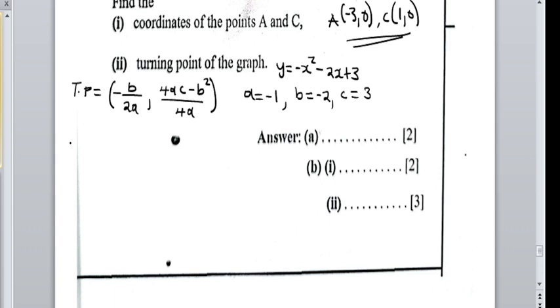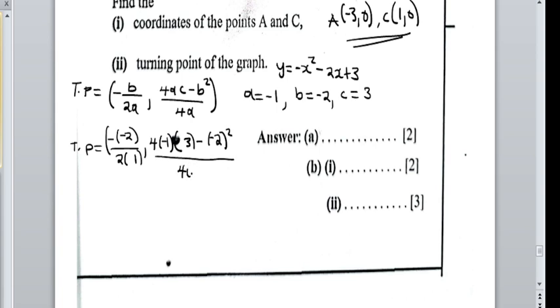Then to find the turning points, now we come here and we substitute. We say negative, where there is b, it's -2, over 2, where there is a, it's -1. Then we say comma, 4, where there is a, it's -1, then where there is c, it is 3. Then minus, where there is b, it is -2, squared. Then everything over 4, where there is a, it's -1. And we cross. The turning point will be equal to, simplify that.